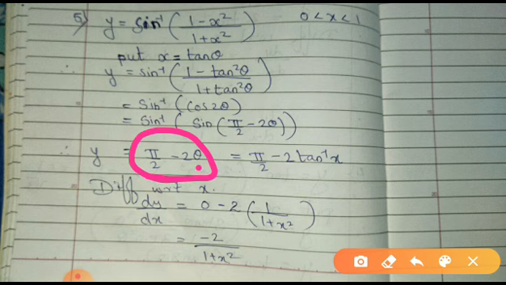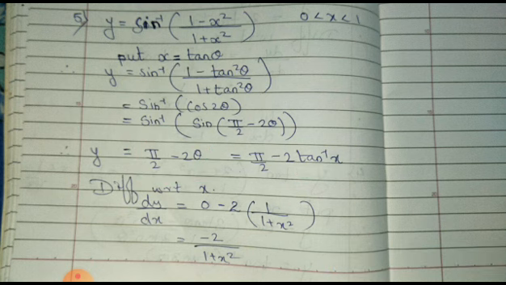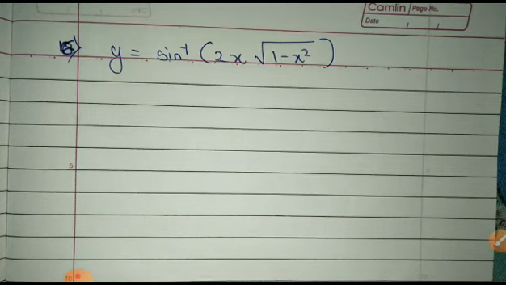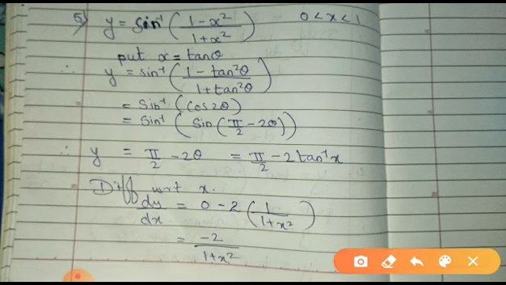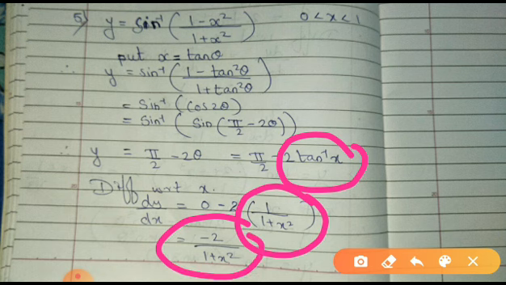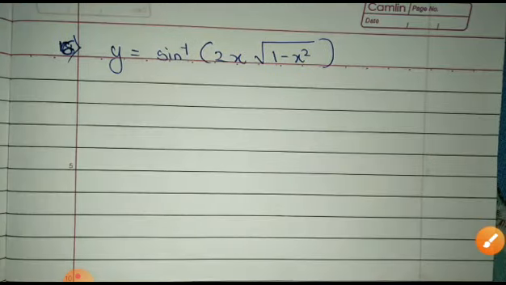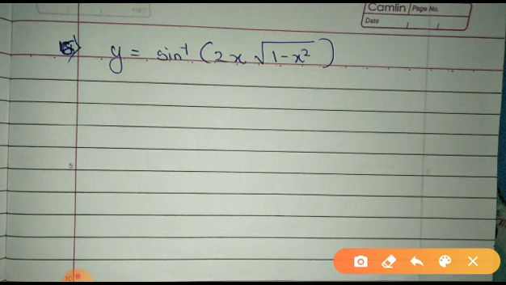Now instead of 2 theta, substitute the value as tan inverse x. Since x is tan theta, my theta will be tan inverse x. Okay, so dy by dx, I'll be getting as minus 2 by 1 plus x square. Okay, next one. Here it is because the derivative of tan inverse is 1 by 1 plus x square. So you are getting this minus 2. Clear? Now next is y equal to sine inverse of 2x into root of 1 minus x square.